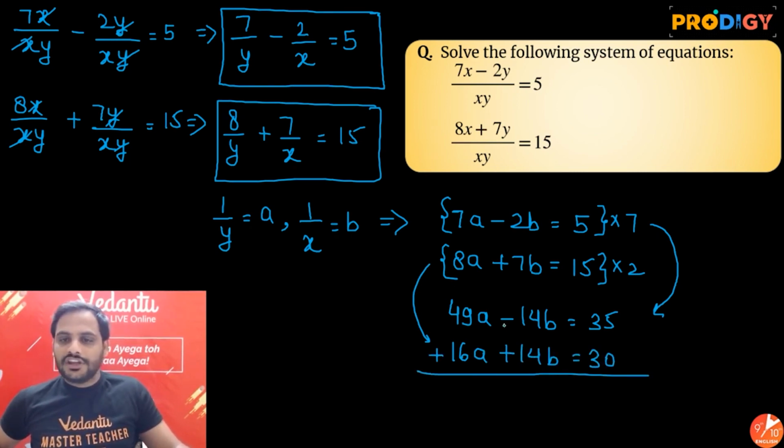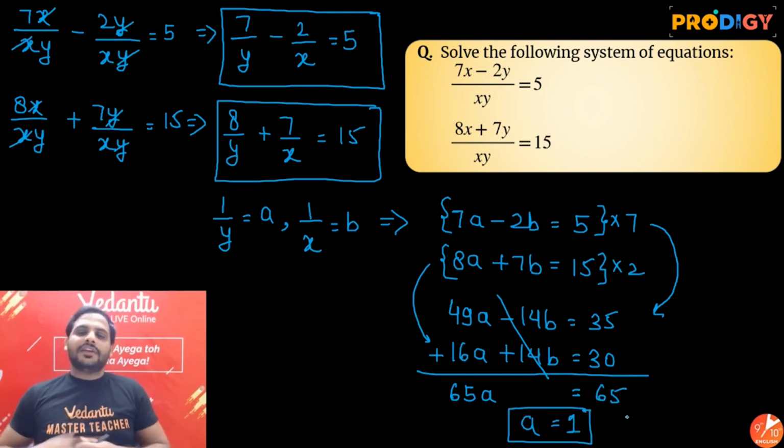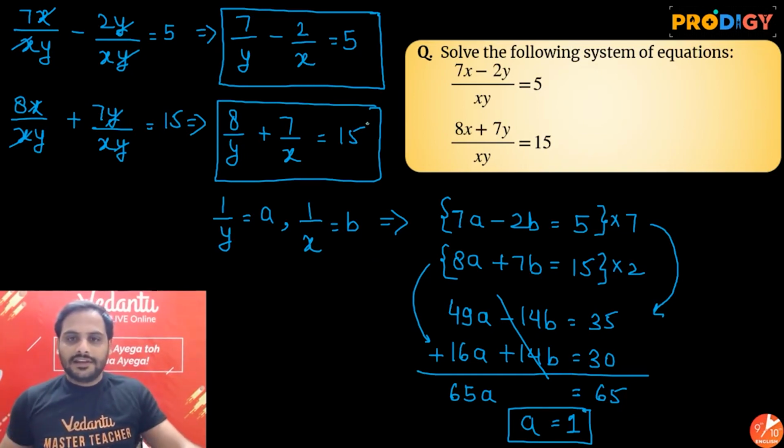Let's add both the equations. Plus 14b minus 14b got cancelled. 49 plus 16, 9 plus 6 is 15, carry 1, 4 plus 1, 5 plus 1, 6, so 65a is equal to 65. a is equal to 65 by 65, 1. What is a, guys? a is equal to 1. Let's put this value of a in any of the equations.